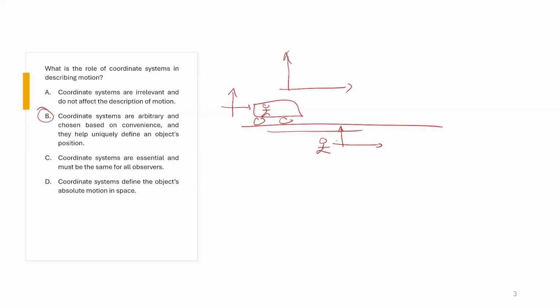But the coordinate systems define objects' absolute motion in space. That's ridiculous. There's no absolute motion in space. We saw that in chapter number 1. So the only question will be: are coordinate systems relevant, and do they affect the description of motion?